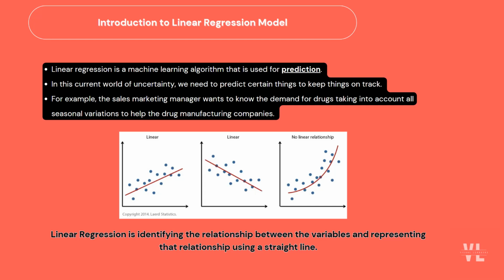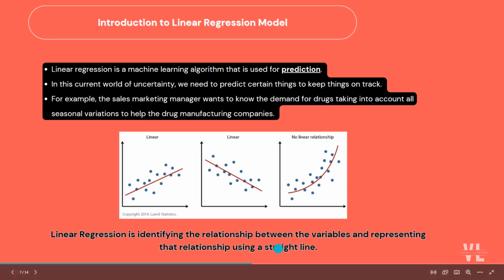Whenever you have some dependent variable that is continuous over time and you want to predict it, and the data distribution mimics a linear path, then you could consider using the linear regression model to predict the next set of outcomes. Linear regression is just identifying the relationship between the variables and representing that relationship using a straight line. This is a key word when considering the linear regression model: the data distribution has to mimic a straight line.